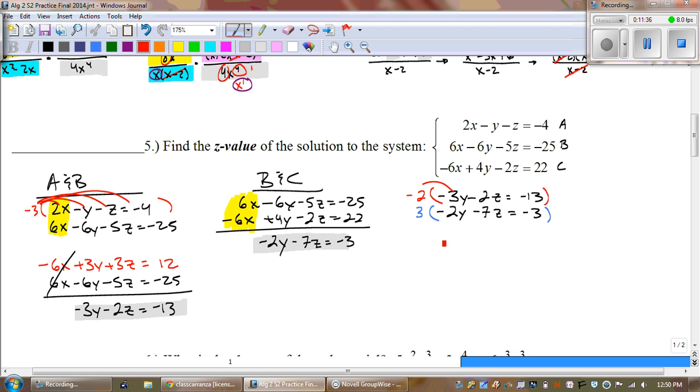So negative 2 times negative 3 gives us a positive 6. Negative 2 times negative 2 is a positive 4z. And negative 2 times negative 13 gives us a positive 26. Okay. 3 times negative 2 is negative 6y. We get negative 21z and a negative 9.